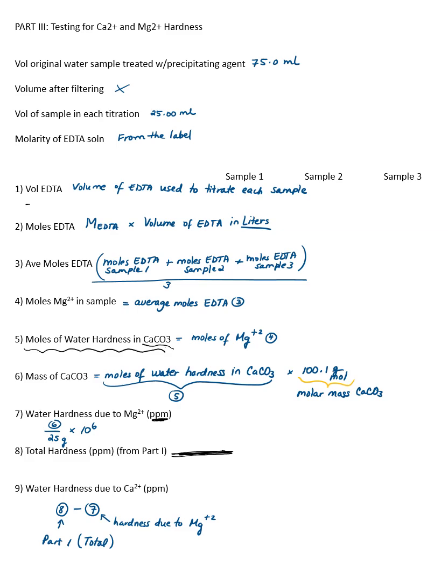So the total, which is what you have in number 8 from part 1, minus the one that you calculated right here, the hardness that we calculated in number 7, that will give you the hardness due to calcium. Okay? So that's all you need to do to have the parts per million of calcium and magnesium present in your hard water.